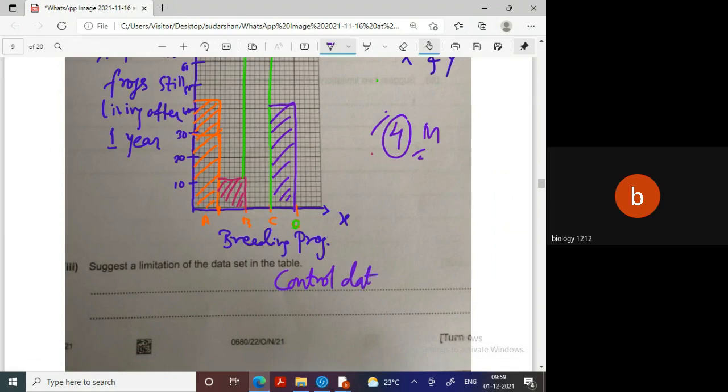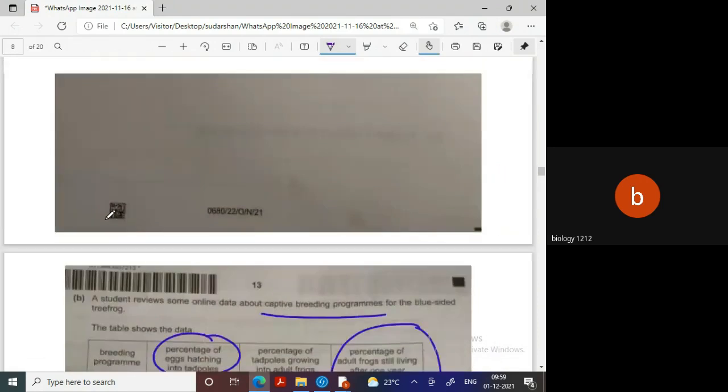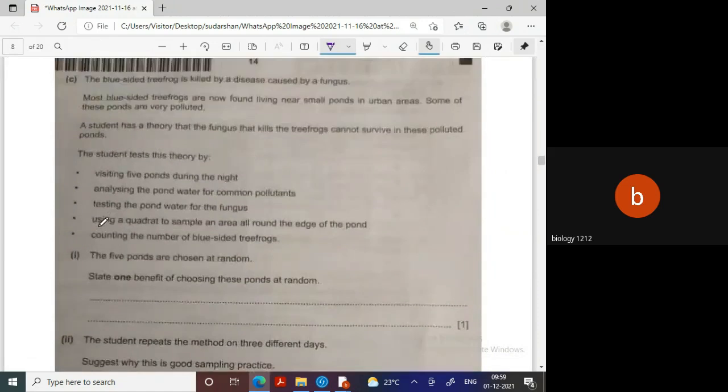Control data is missing from the environment here. So during this experiment, there was no control data used. We can write that, which carries only 1 mark basically. So that's how we have done with this question. Let's move to the next one here.